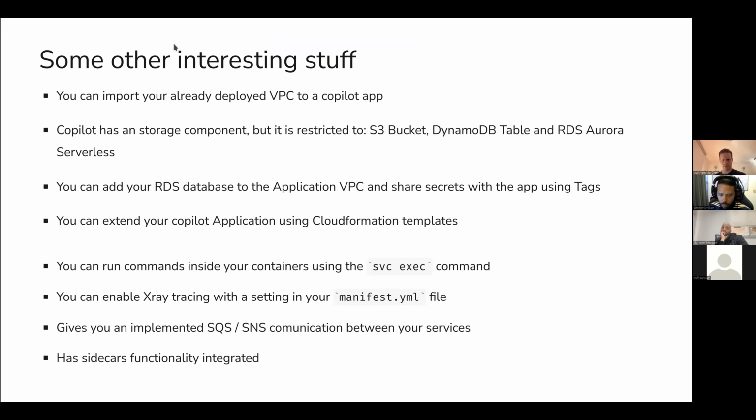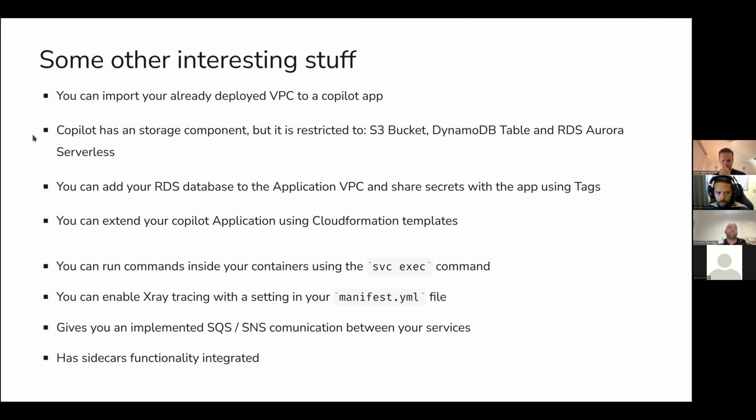And here I have written down some interesting stuff that came to our minds when we started using this tool. So you can import your already deployed VPC to a Copilot app. So you don't have to rely just on the VPC Copilot created. If you have a working VPC, you can import it and use it. And you can tell Copilot to use specific IPs for your services.